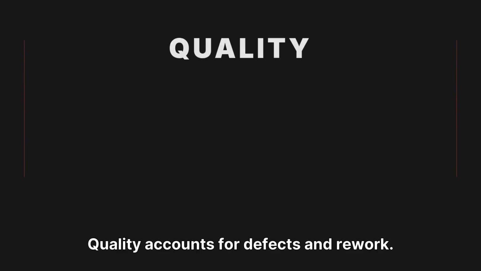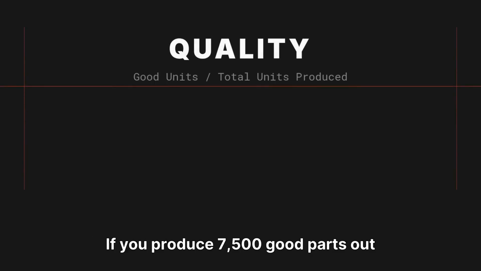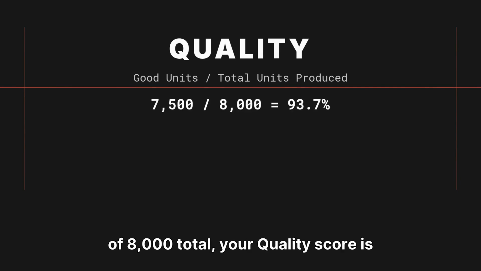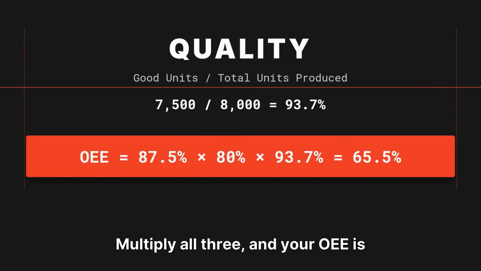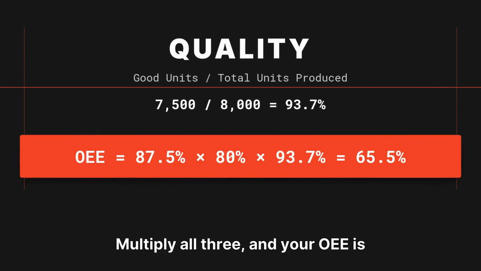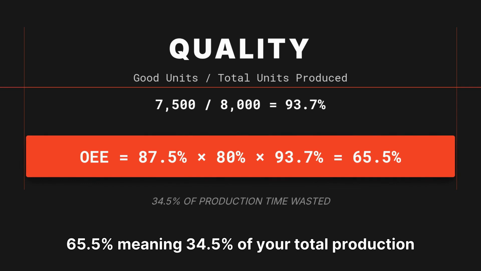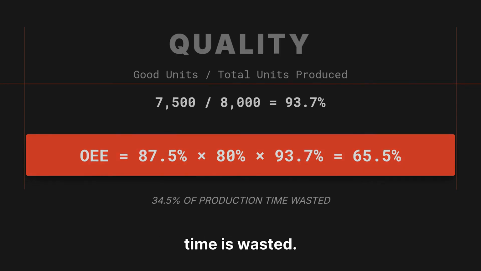Quality accounts for defects and rework. If you produce 7,500 good parts out of 8,000 total, your quality score is 93.7%. Multiply all three, and your OEE is 65.5%. Meaning 34.5% of your total production time is wasted.